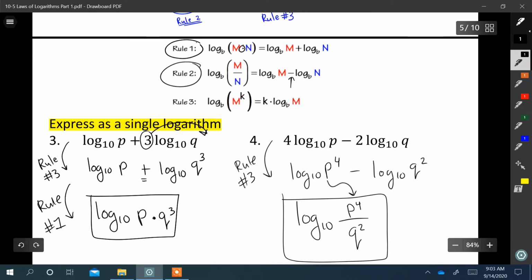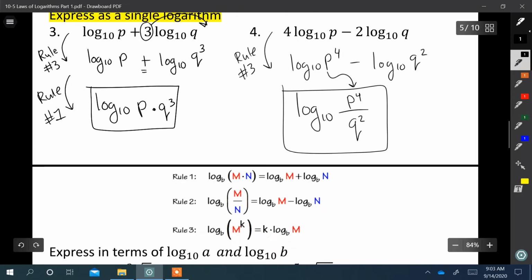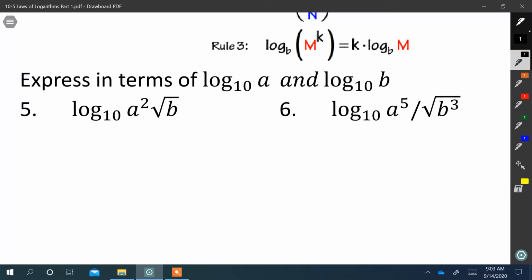Okay, so hopefully you wrote that down. If you didn't write it down, just go ahead and stop the video and then write it down. I'll just move on to the next question. All right, let's make it a little bit more difficult. We're going to express those in terms of logarithms.